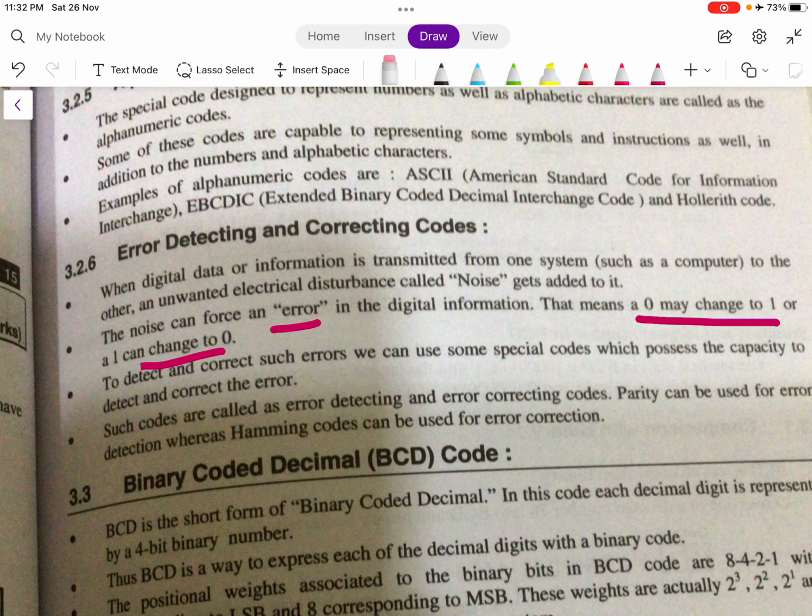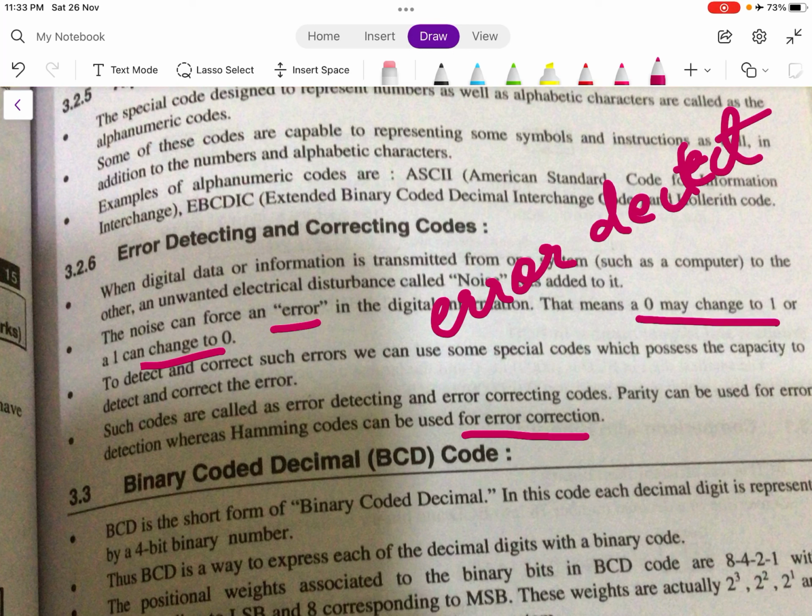To detect and correct such errors, we can use special codes which possess the capacity to detect and correct the error. Such codes are called error detecting and error correcting codes. Parity can be used for error detection, whereas Hamming codes can be used for error correction.